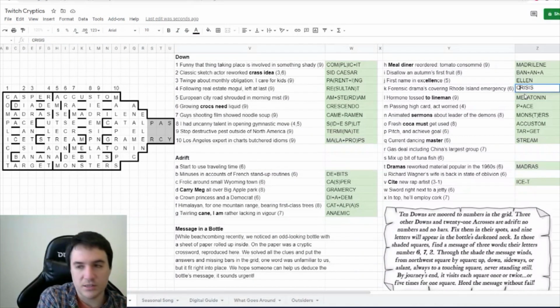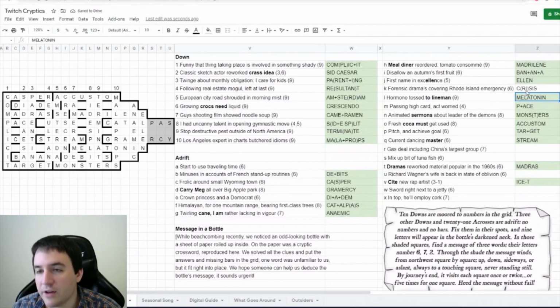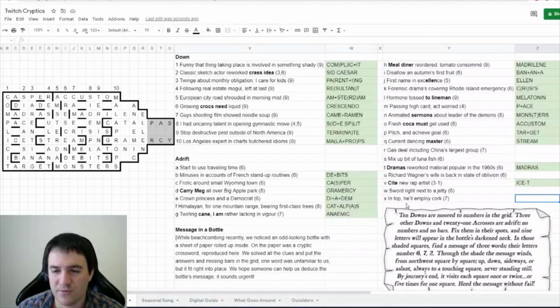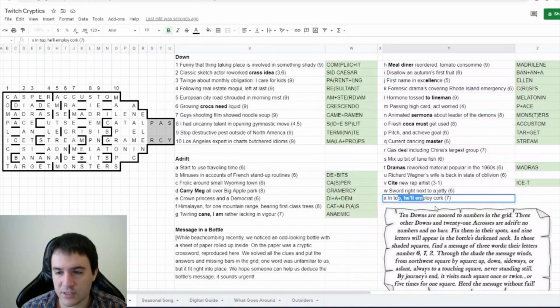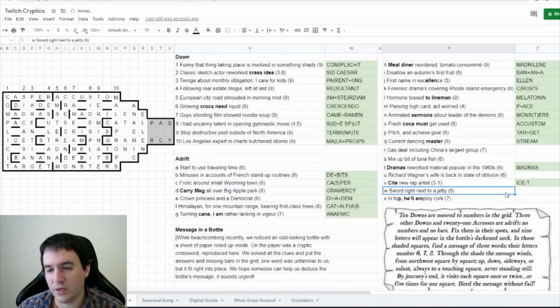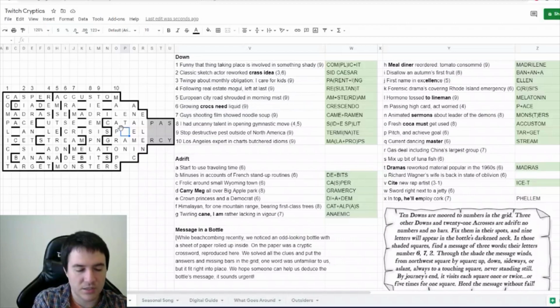So crisis is emergency. Rhode Island is RI. And the forensic dramas is CSIs. Is this one phlegm? Or not phlegm, phlegm. 7 letters in top heel employ. Yeah, Corky cells. Oh, that's got to be this last one here.